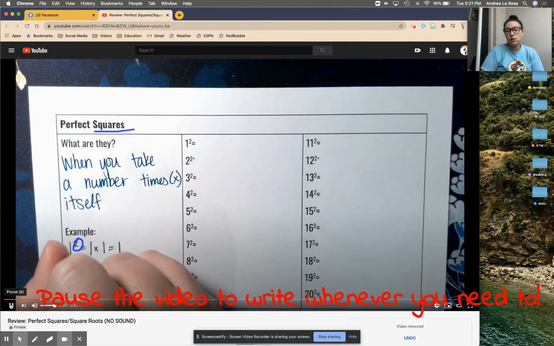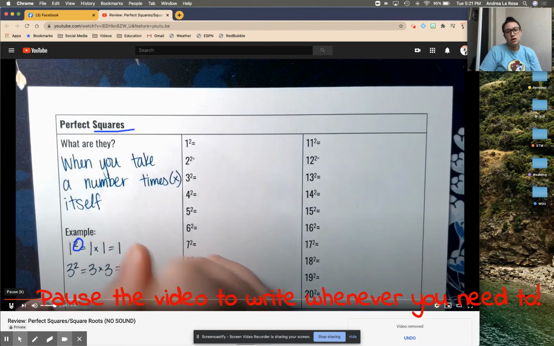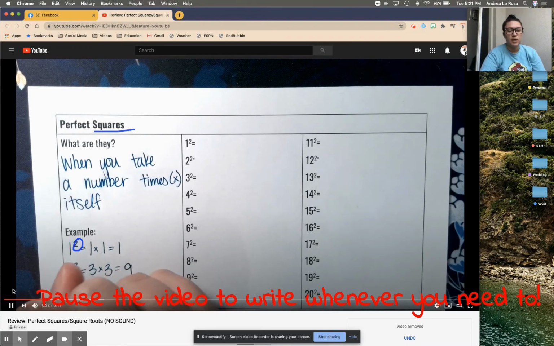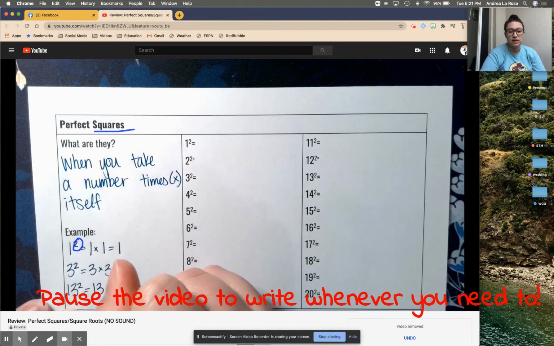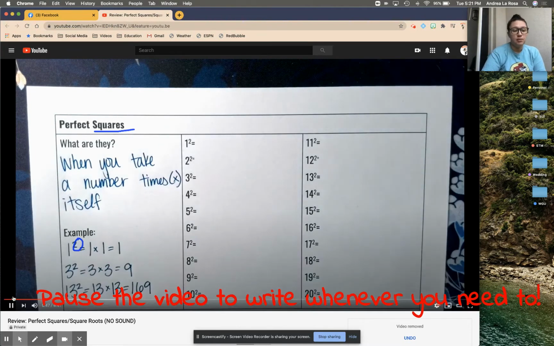If I do 3 squared, that's 3 times 3. What is 3 squared? 9. 3 times 3 is 9. And then, what's the next one I did? 13 squared. 13 times 13 is 169. All of these numbers you will need to either have memorized, or you're going to need to be able to do the math. You're going to have to be able to multiply these numbers together to get your answer.